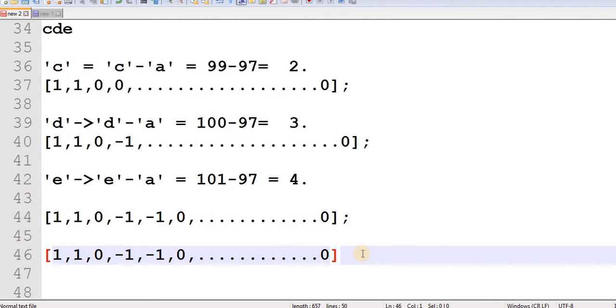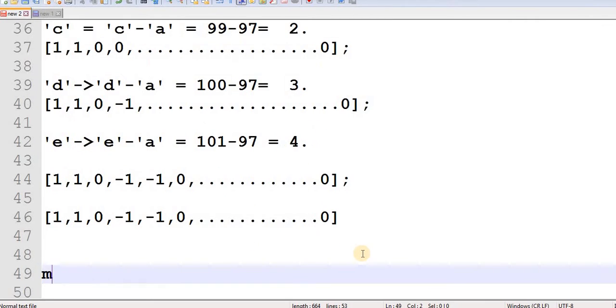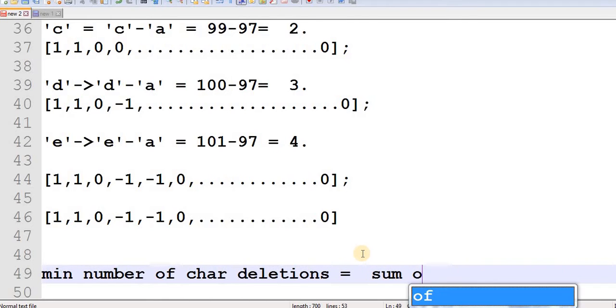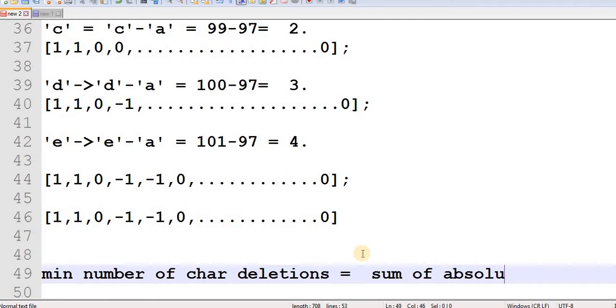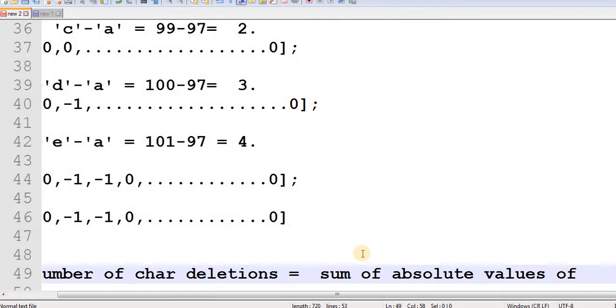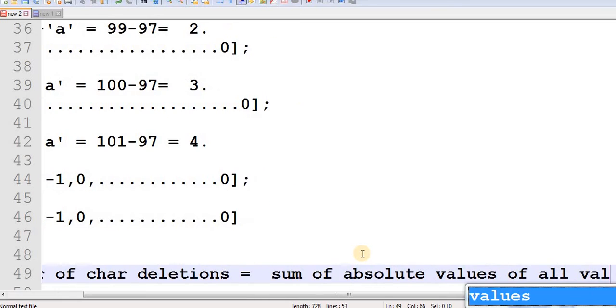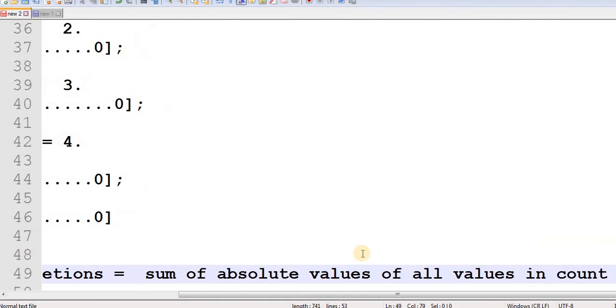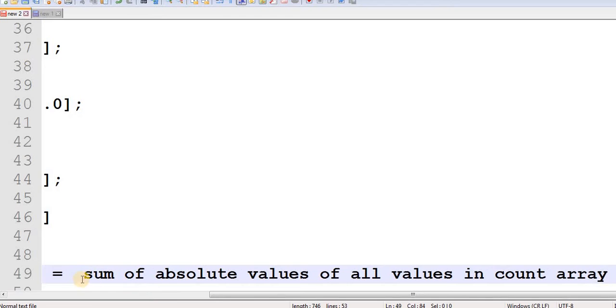So how to obtain the minimum number of character deletions from this counter array? The minimum number of character deletions is equal to the sum of absolute values of all the values in the count array. So let's bring this down.